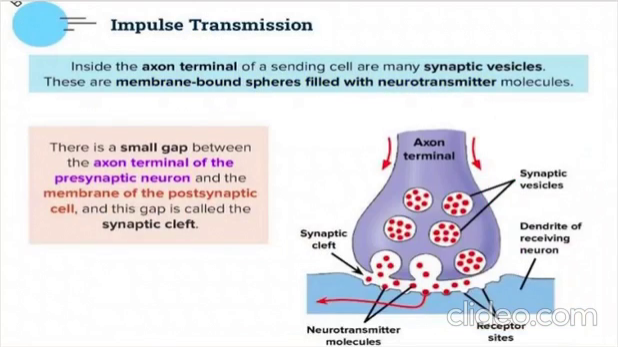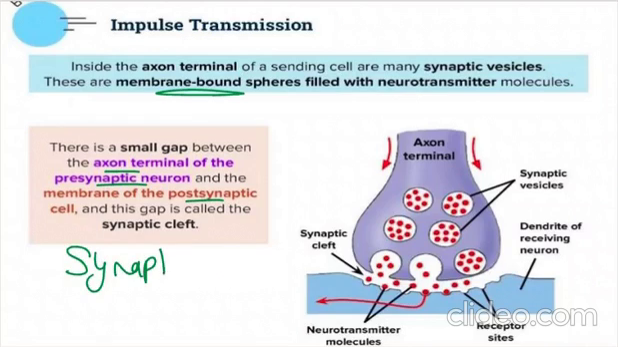Inside this axon terminal of a sending cell, there are many synaptic vesicles, not only one. As I said, they are membrane bound spheres and they have neurotransmitters in them. Now, there's a small, tiny gap between the axon terminal of the presynaptic neuron and the membrane of the postsynaptic cell. This gap is known as the synaptic cleft. The space between the axon terminal and, see, this part I'll do with the highlight and explain. This yellow part is the axon terminal, isn't it?